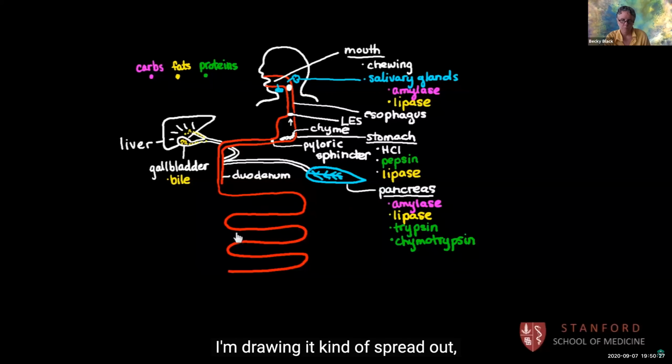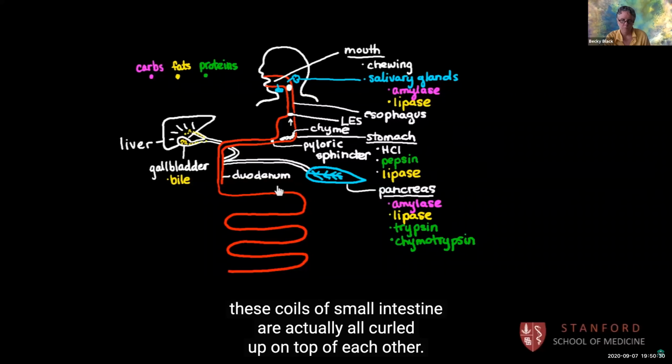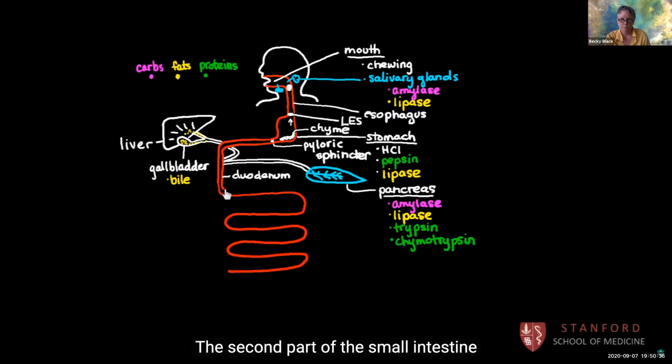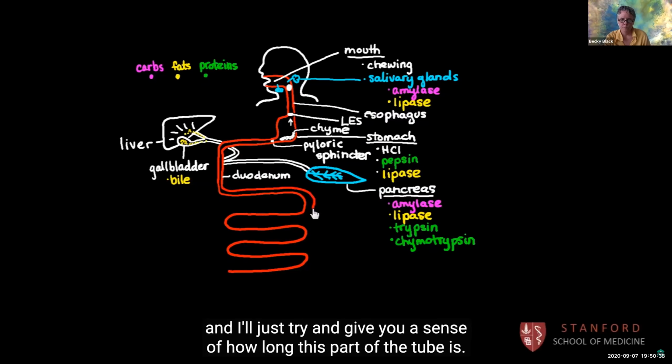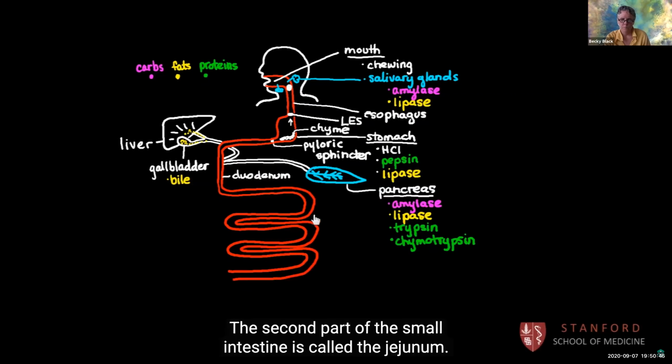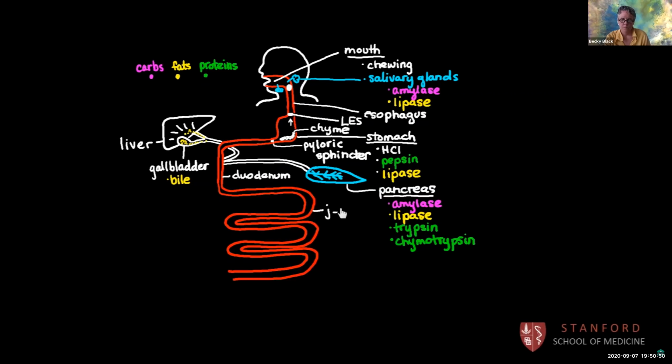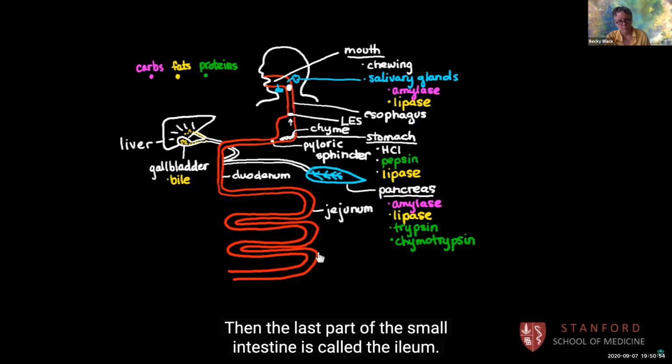I'm drawing it kind of spread out. These coils of small intestine are actually all curled up on top of each other. The second part of the small intestine, and I'll just try and give you a sense of how long this part of the tube is, is called the jejunum. And then the last part of the small intestine is called the ileum.